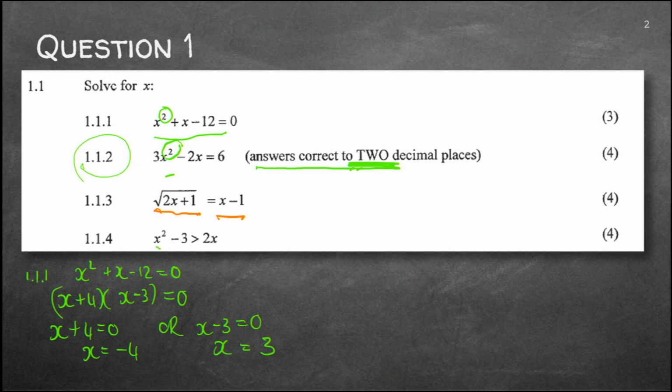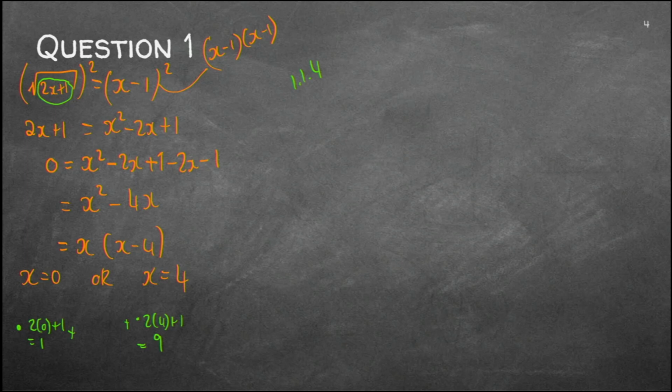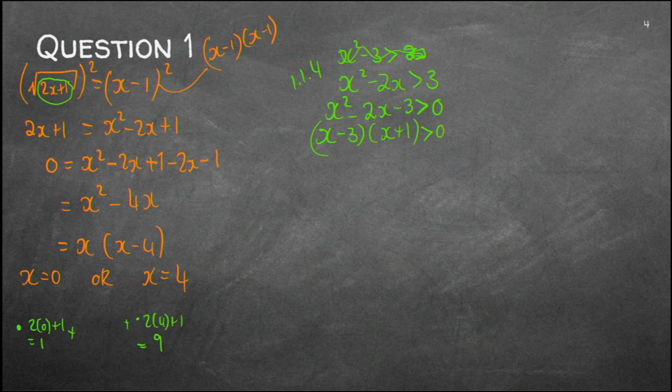That's your inequality, x squared minus 3 larger than 2x. Let me just correct that. So it's x squared minus 2x larger than 3. Again, not the correct format. I need to bring the 3 over. So it's x squared minus 2x minus 3 larger than 0. Factorize: x minus 3, x plus 1 larger than 0.